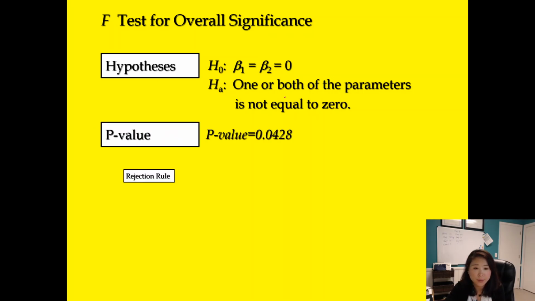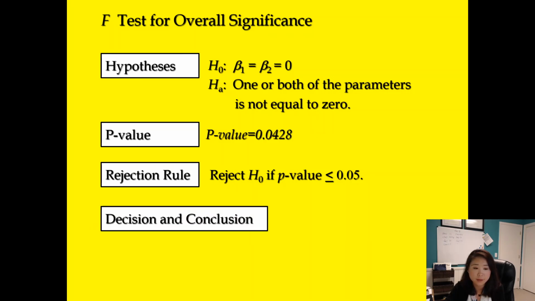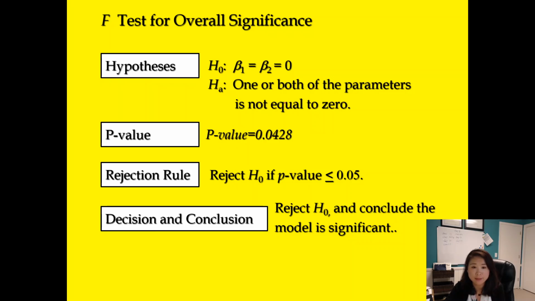The p-value we just found is 0.042. So the same rejection rule we always use: reject H0 if the p-value is smaller than or equal to 0.05. And so the decision will be to reject H0 and conclude the model is significant. So this is my F-test. Very simple, right? Now we look at the t-test.